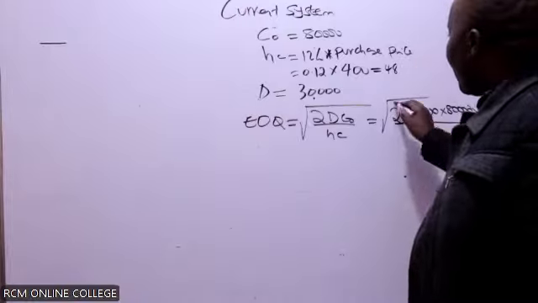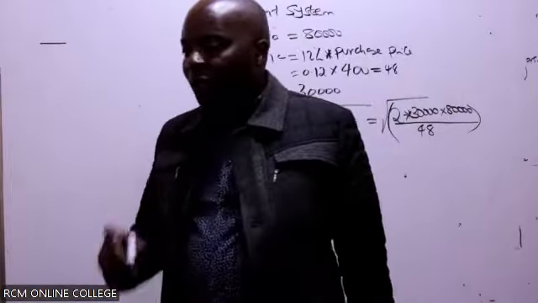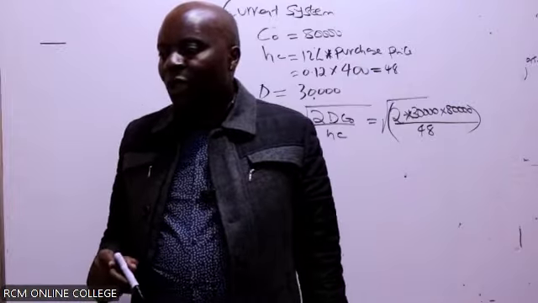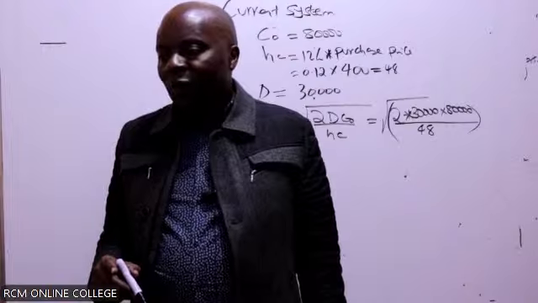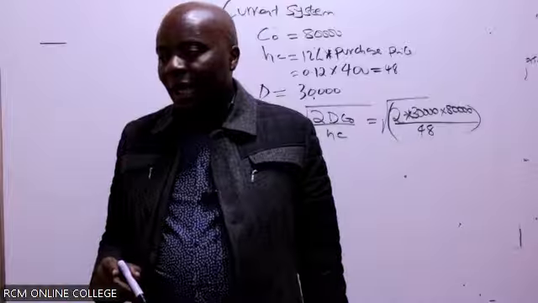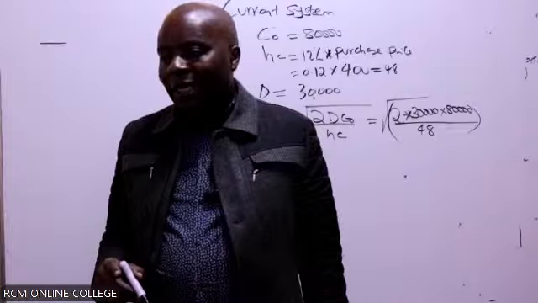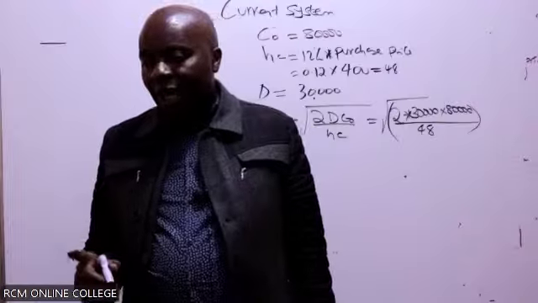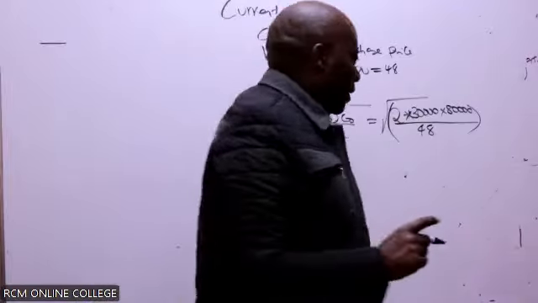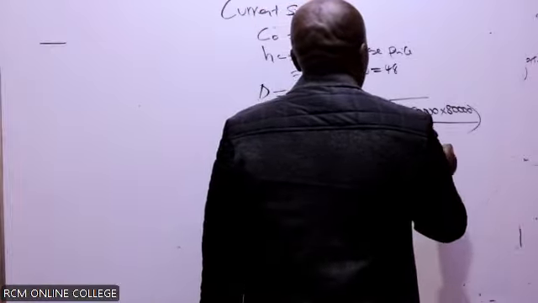And then don't forget that first of all, we shall evaluate what we have in brackets. You say 2 times 30,000 times 80,000. Then we divide by 48. So 2 times 30,000 times 80,000 divided by 48. Whatever answer we get, we find the square root. So they're telling me that these are 10,000 units.